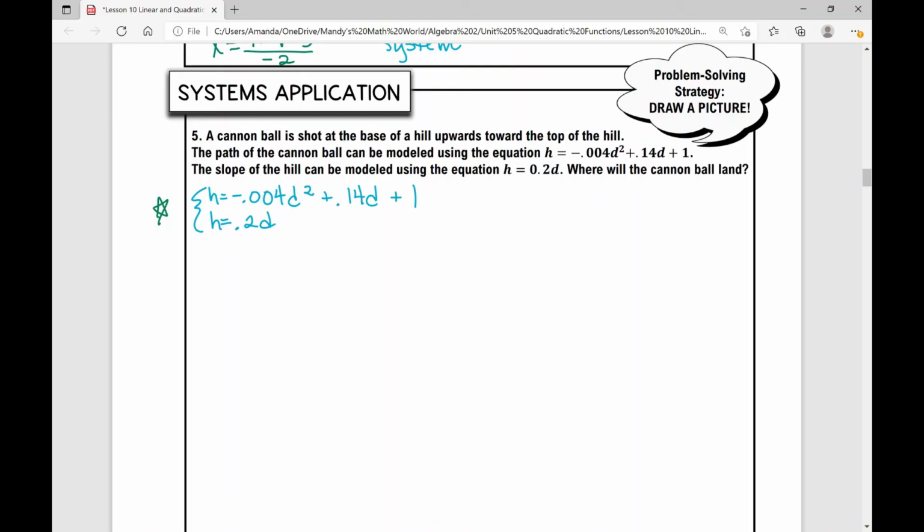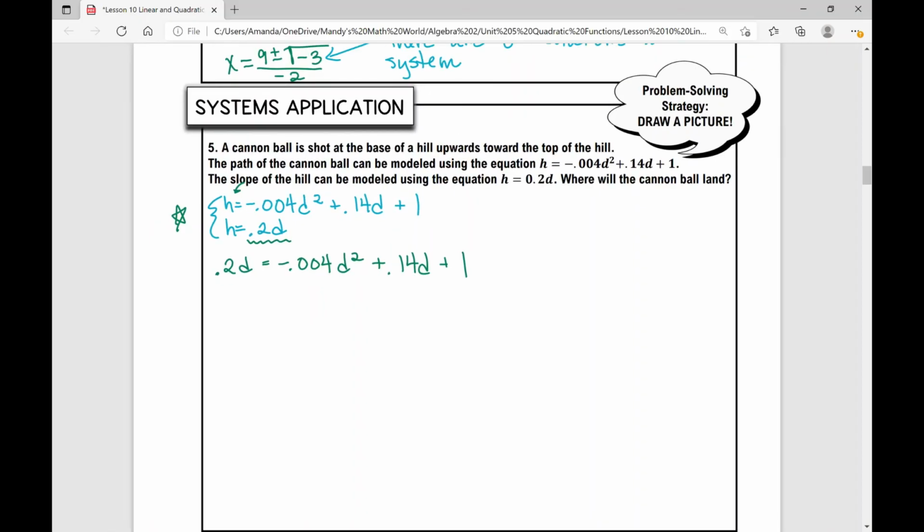What I'm going to do is use the same process to solve. I've got 0.2 d equal to h. Anywhere I see h, I can replace it with 0.2 d. I see h right there. So instead of h equals all of that, I've got 0.2 d equals negative 0.004 d squared plus 0.14 d plus 1.